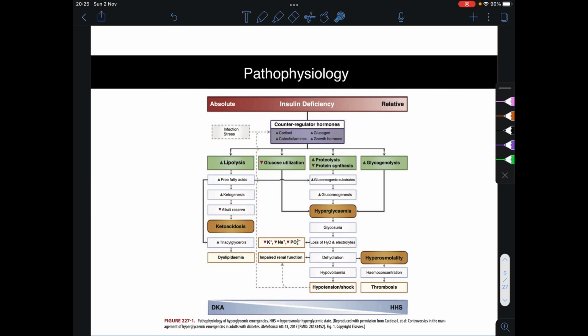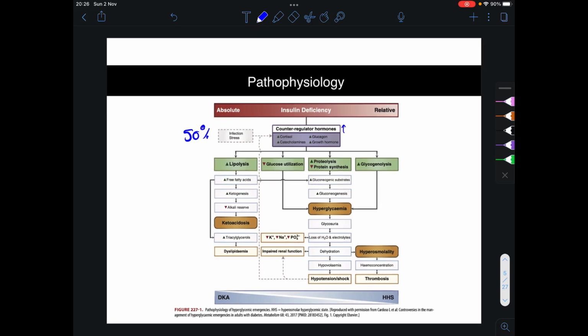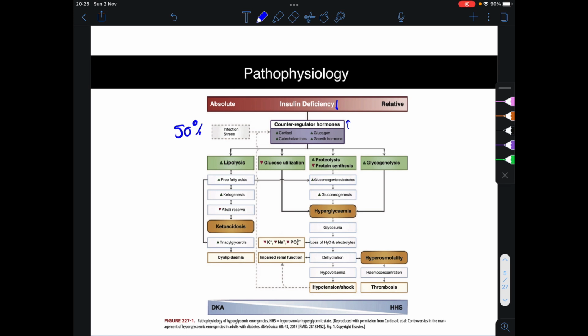Now, this is the pathophysiology. You have to have a stressor that increases the counter-regulatory hormones. We said these patients have many comorbidities, many conditions going on. They can have diabetes, hypertension, and the precipitant usually is something like a myocardial infarction, a UTI, gastroenteritis, or pneumonia. When the stress increases, counter-regulatory hormones increase, and you've got insulin deficiency in this patient.